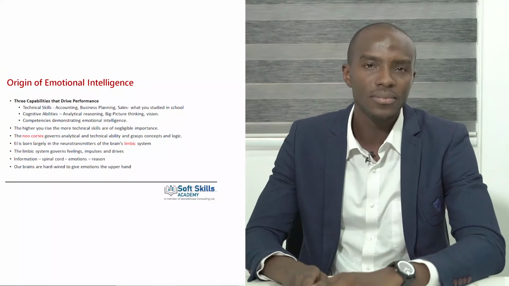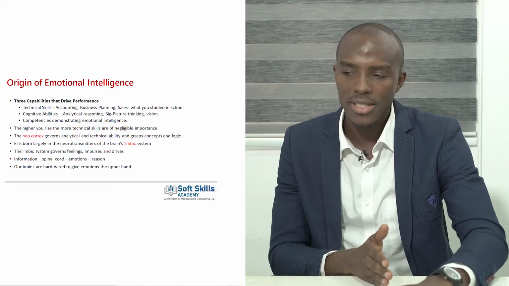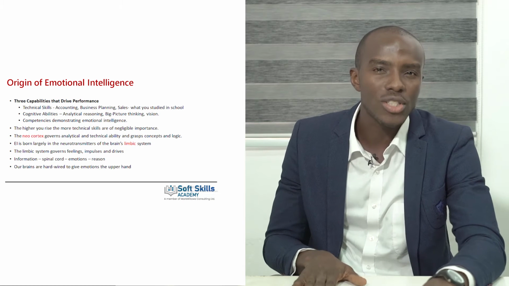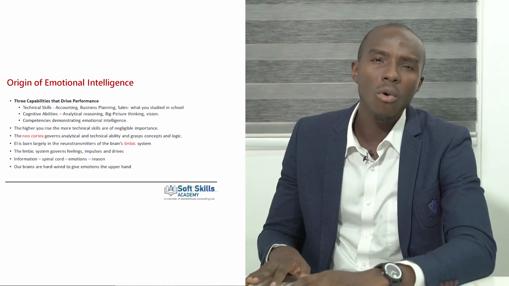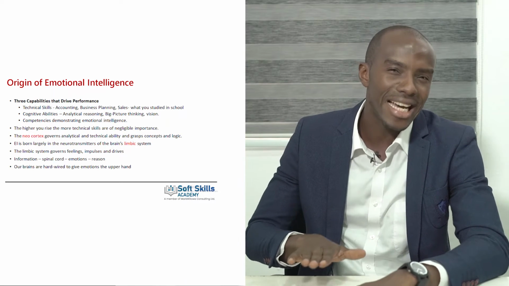But when it comes to emotional intelligence, a different part of the brain entirely regulates the emotions of people. And it is called the limbic system. So the neocortex regulates technical competencies and cognitive abilities, while the limbic system regulates what is called emotional intelligence. And what we have observed is the fact that emotional intelligence takes time to build.